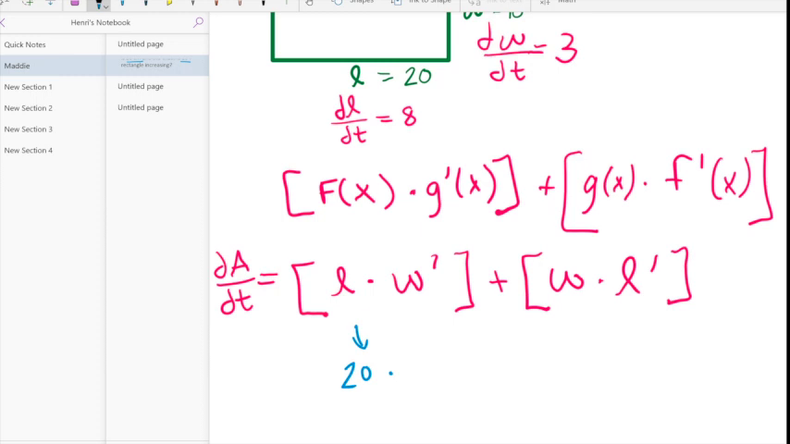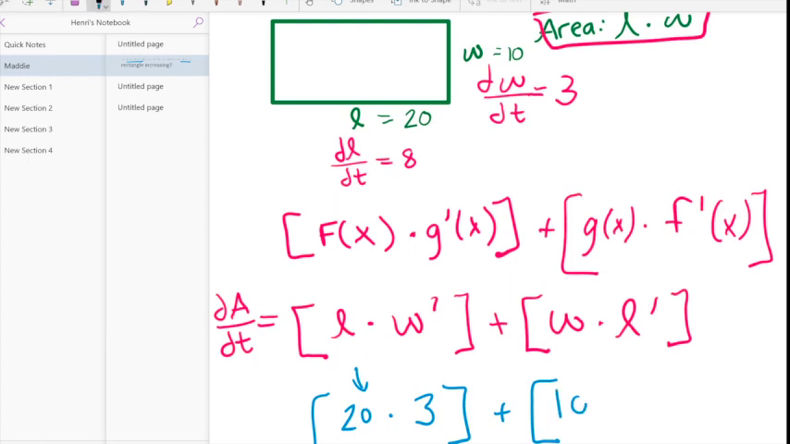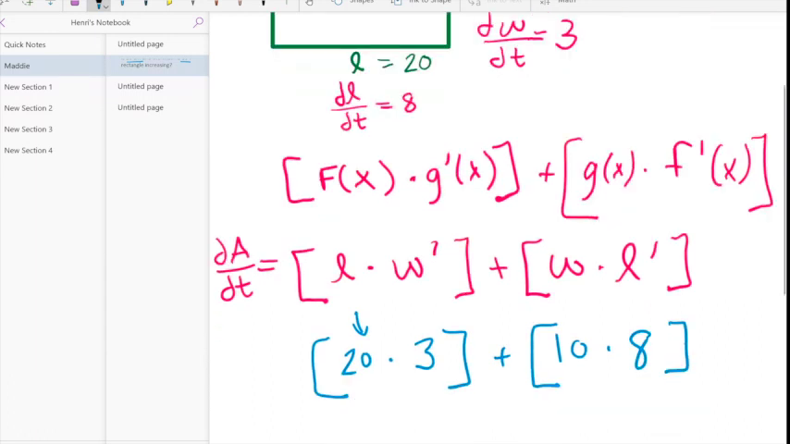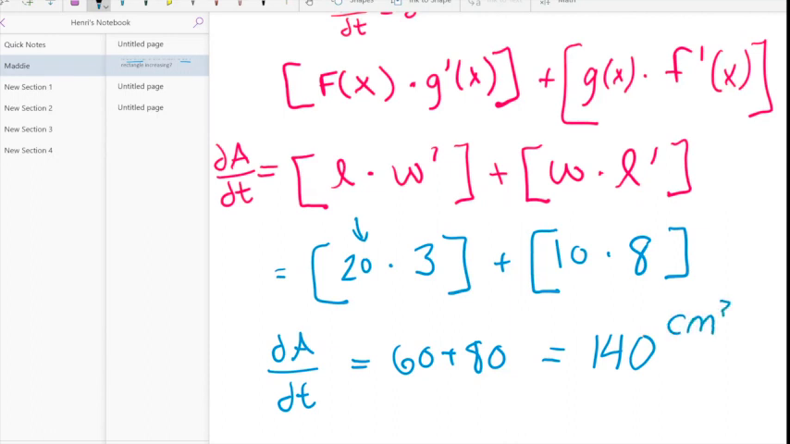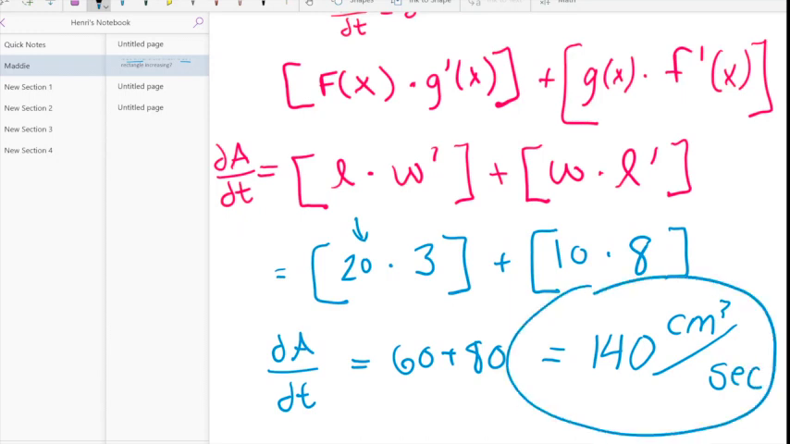W prime is simply the change in width over time, which is 3, plus the width, 10, times the derivative of the length, which is the change in length over time, which was 8. So that means that dA/dt is simply 60 plus 80, which is 140. The units on that is going to be centimeters cubed per second. And that is your answer.